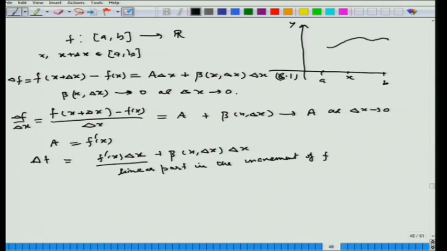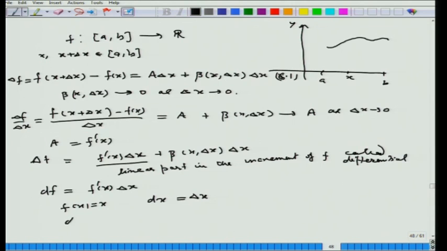And so, this is what is called the differential and denoted by df. So, df is actually f prime x delta x. So, this is the differential of f, and clearly f prime x is the differential coefficient, because it is the coefficient of the differential delta x here, because now if you take f x equal to x, we know that dx equals delta x, and so we can replace this.